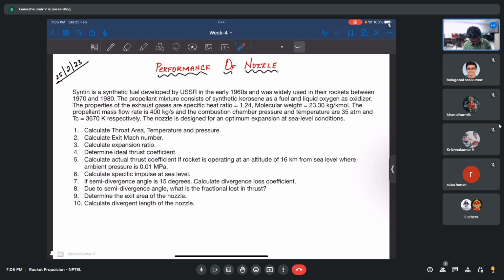Let me just read out the question. The question is: there is a synthetic fuel called Syntin, and this is the fuel developed by the USSR. Basically, back then it was the USSR. Right now it has been dissolved. In the early 1960s, the USSR developed it.